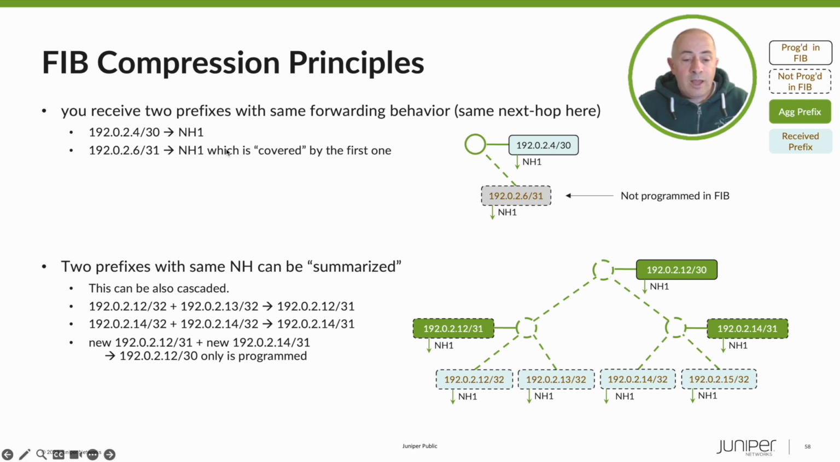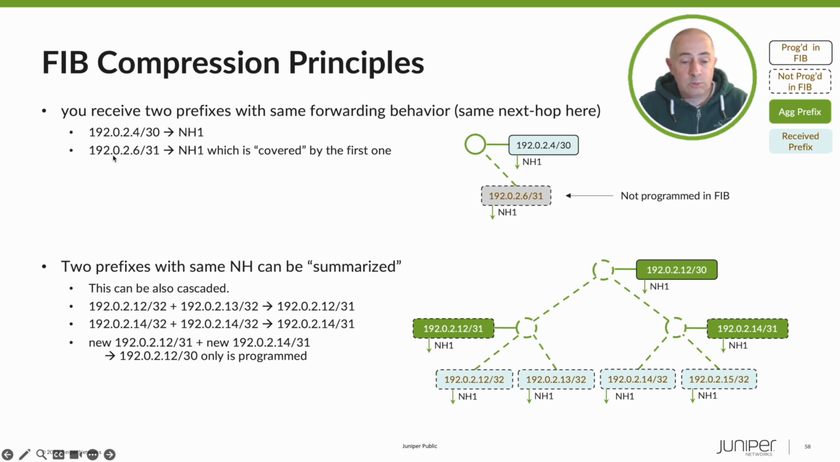Number one, if you have a covering prefix pointing to the same next hop as a more specific prefix, that's the example I'm showing here, with 2.2.4/30 pointing to NH1, and we have 2.6/31 pointing also to NH1.